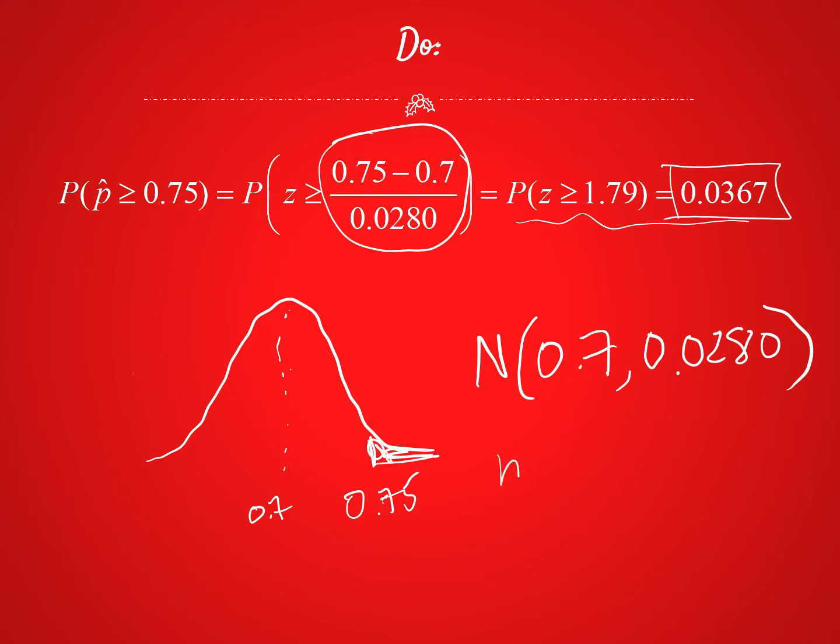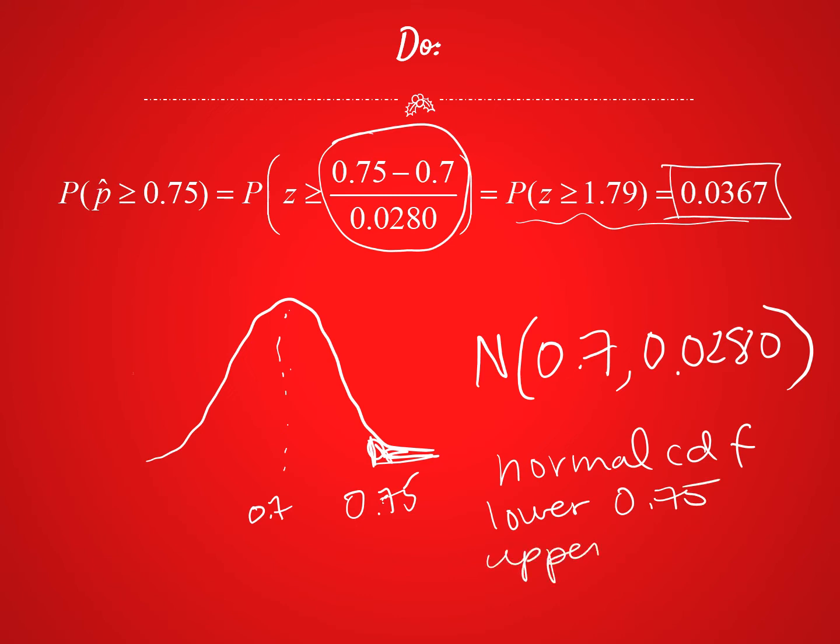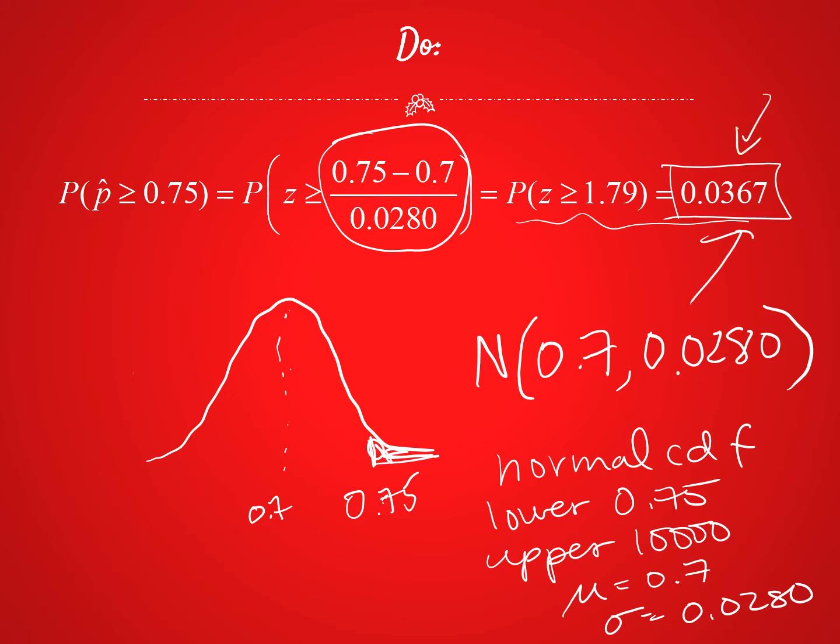And then I might say normal CDF, right? Because that's what we're going to do on our calculator. My lower looks like 0.75. My upper is a really big number. Doesn't really matter. My mean is 0.7 and my standard deviation is 0.0280. And then this is what I get for my answer.